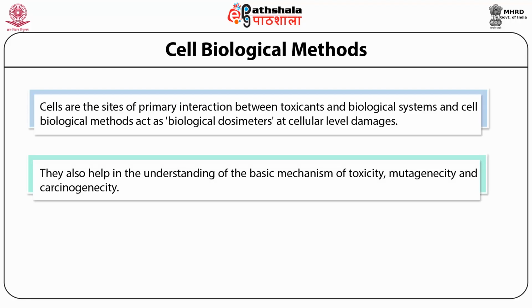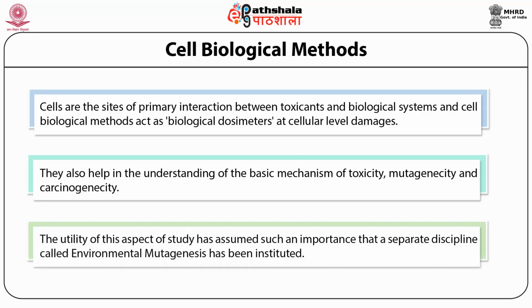They also help in the understanding of the basic mechanism of toxicity, mutagenicity, and carcinogenicity. Utility of this aspect of study has assumed such an importance that a separate discipline called environmental mutagenesis has been instituted. It got a major thrust with the exponential growth of industrial chemical production and realization of their effects on human genetic system.